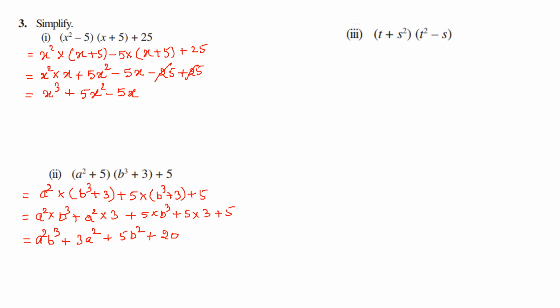Now moving to the third question, t plus s square multiplied by t square minus s. So you have to multiply two binomial. Okay, so t multiplied by t square minus s plus s square multiplied by t square minus s. So t into t square will give t cube minus t into s will give ts or st, anything, plus s square into t square will give s square t square minus s square into s will be s cube. And you cannot combine anything now. So this is your final answer.